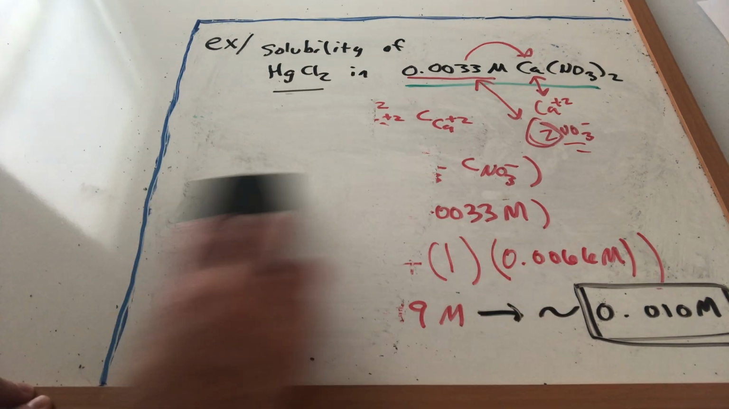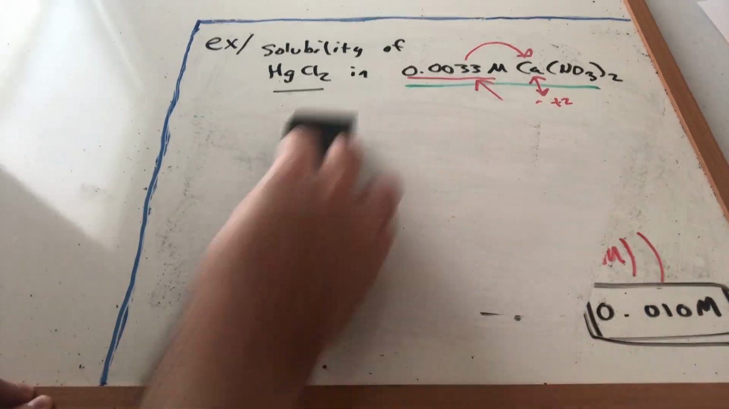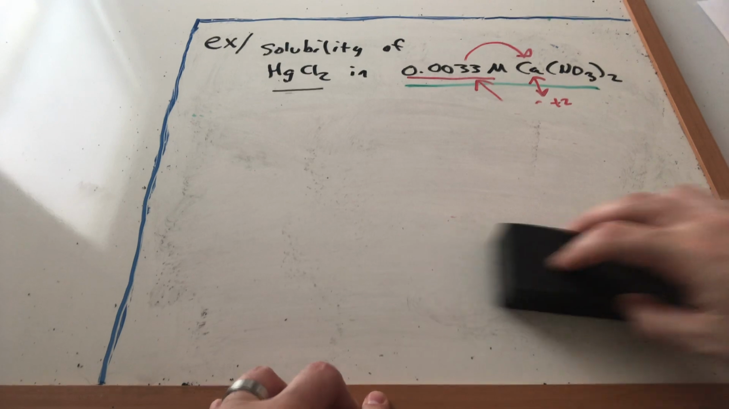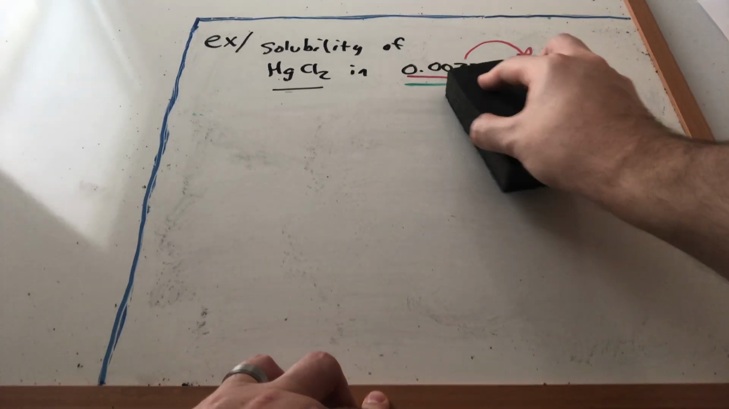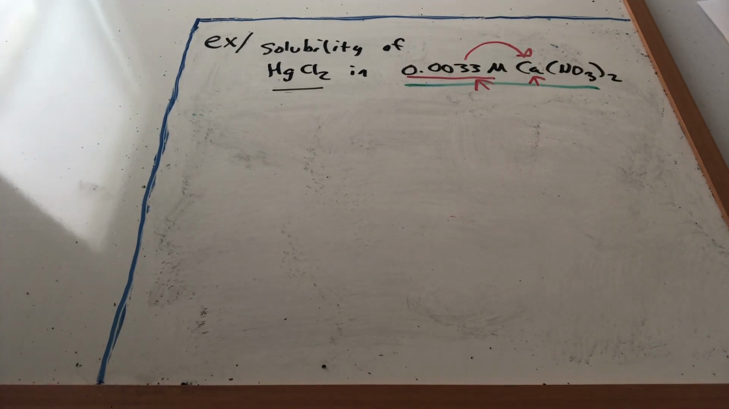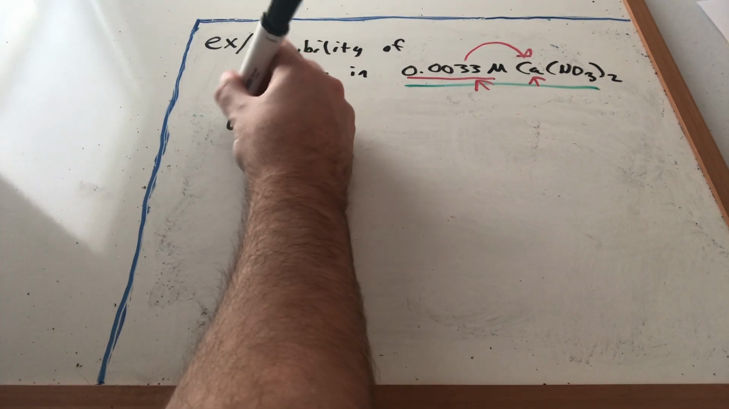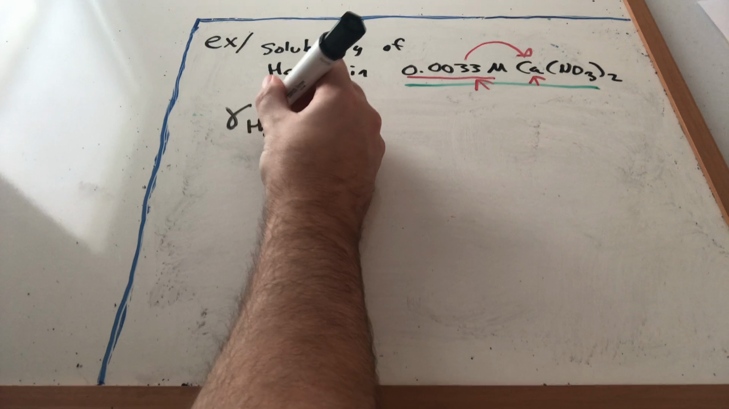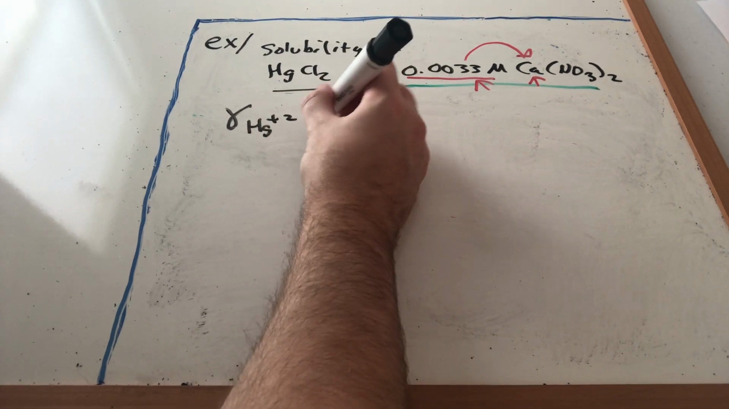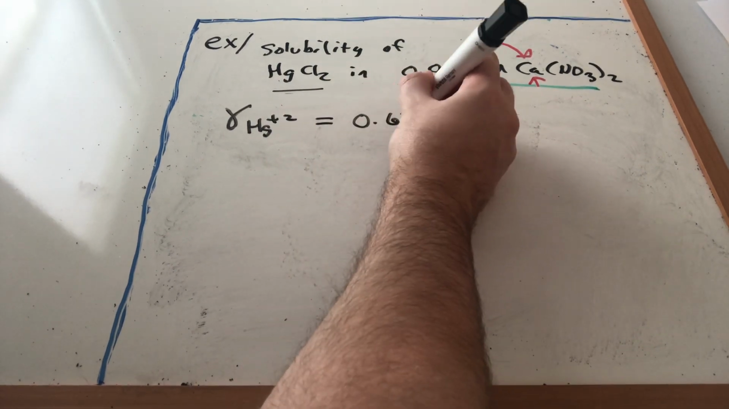When I do that, and I know I keep mentioning, everything's new, so please check my work so we can make corrections as needed. When I look on that chart, if I read it correctly, gamma for Hg plus 2 at that ionic strength that we just justified is 0.67.